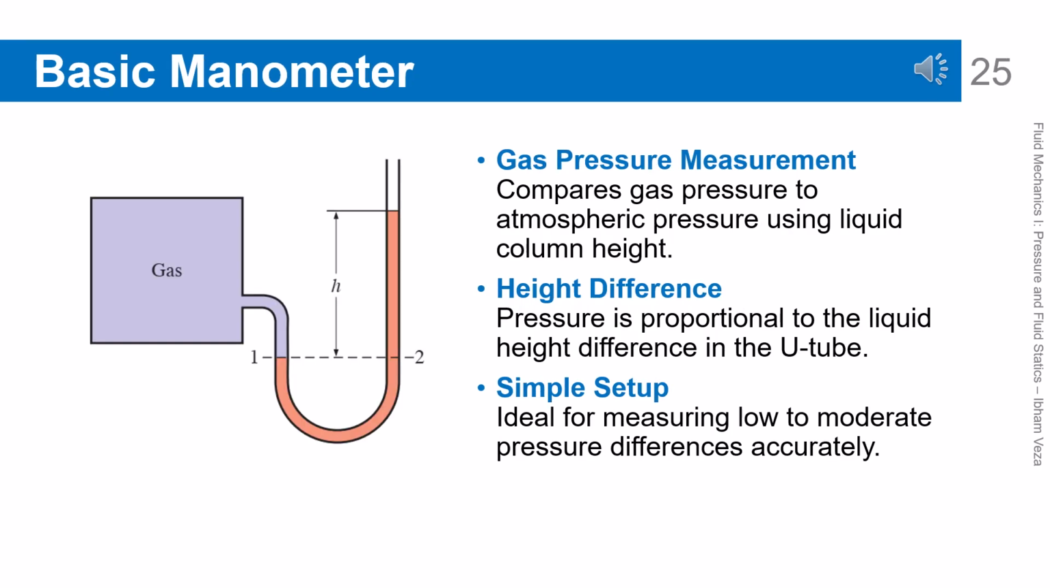Basic manometer. A basic manometer compares gas pressure with atmospheric pressure using a liquid column. The height difference of the liquid column is proportional to the pressure difference being measured. This device is suitable for measuring low to moderate pressures. Its analysis directly uses hydrostatic equilibrium. This concept is widely used in laboratories and simple systems.